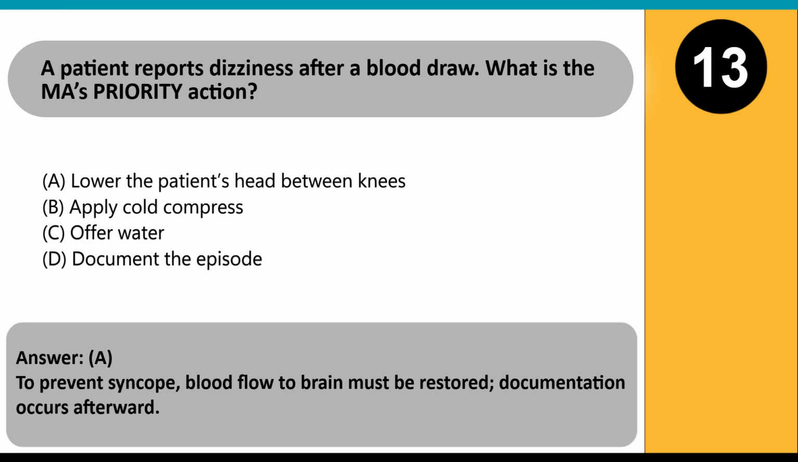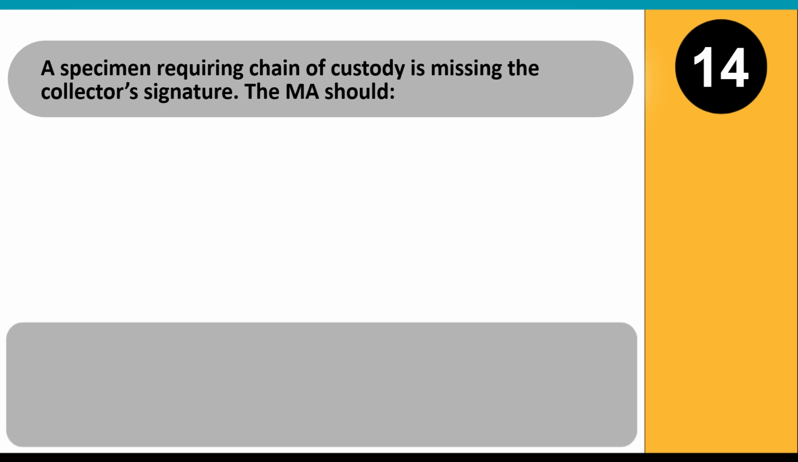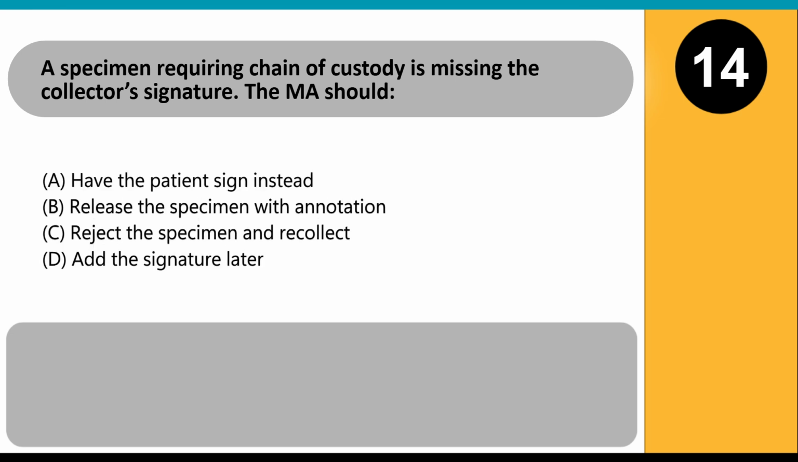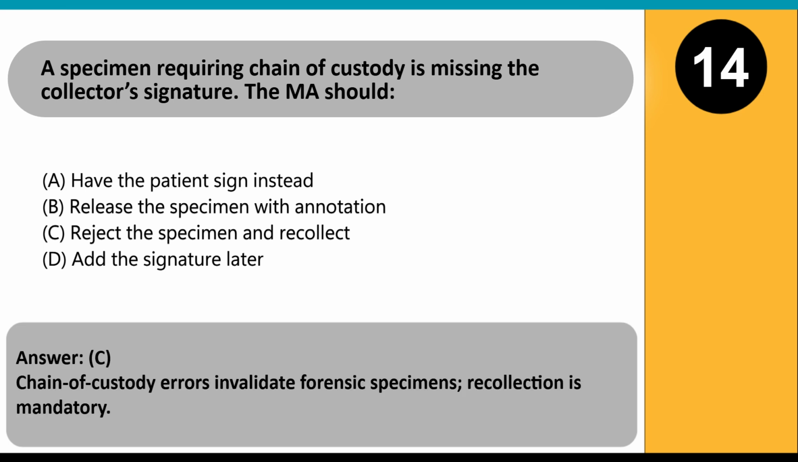Documentation occurs afterward. A specimen requiring chain of custody is missing the collector's signature. The MA should: A. Have the patient sign instead. B. Release the specimen with annotation. C. Reject the specimen and recollect. D. Add the signature later. Answer: C.